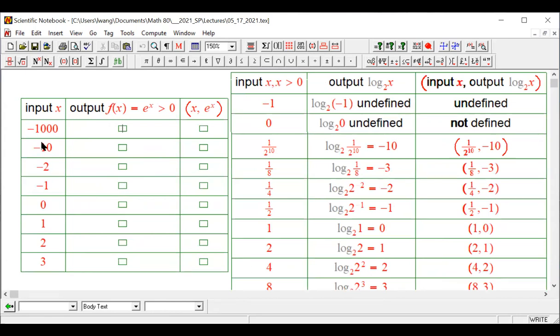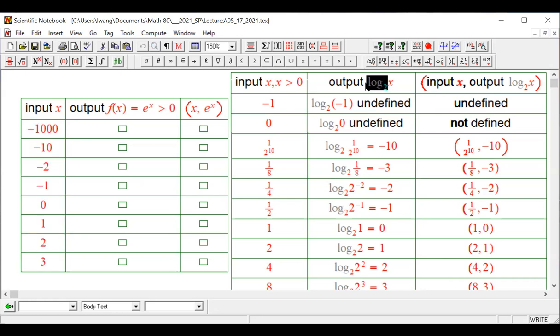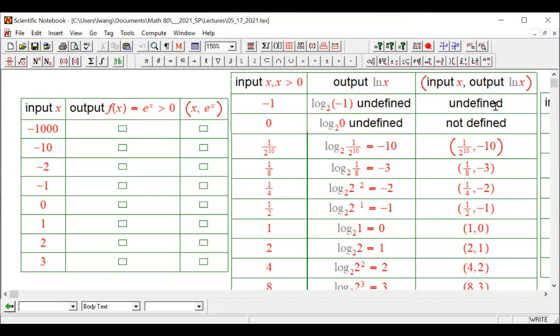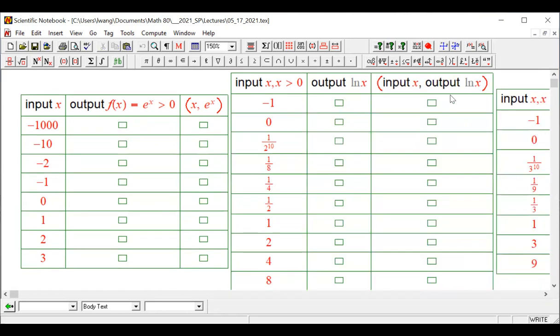Okay, the input, I'm still going to choose the same input, no change. But for ln x, however, the input will be changed, for our convenience. For your convenience, for my convenience. So all of these will turn to ln. We don't need the other table anymore.